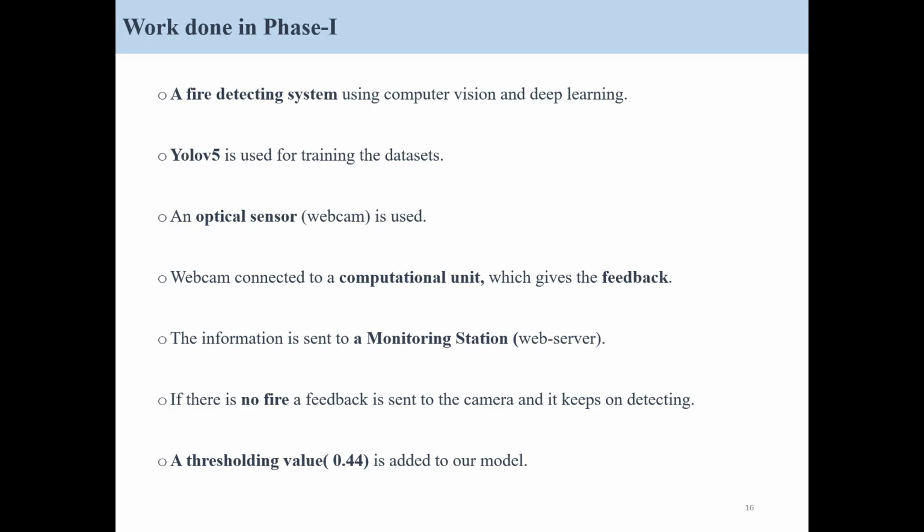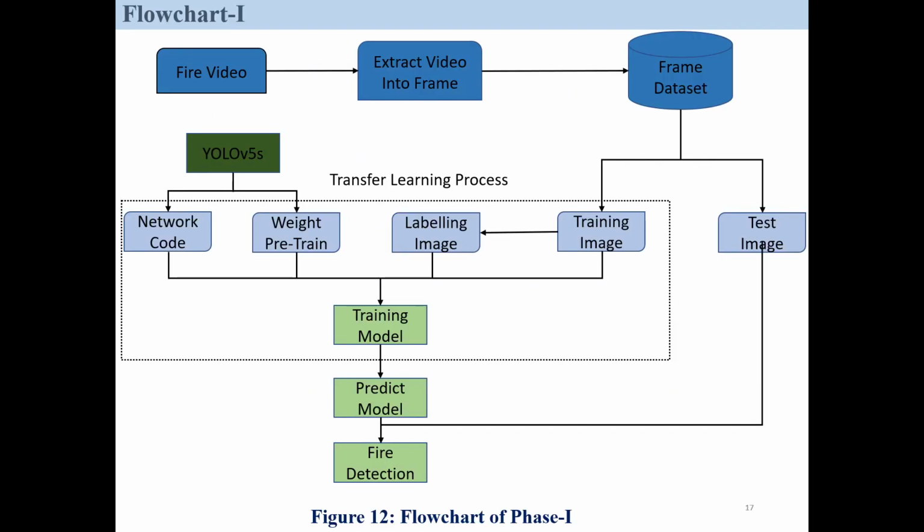In phase one, we did only computer vision and deep learning part. We used YOLO V5, the S model, the small model, and we used a webcam as our optical sensor. We gave the feedback to a monitor and used our web server as the monitoring station. We also did thresholding, where we took our threshold value as 0.44.